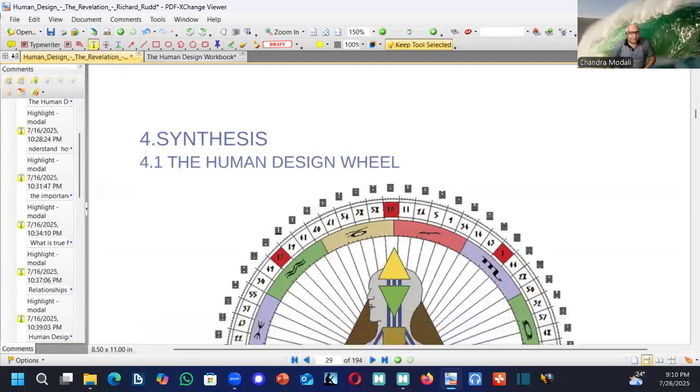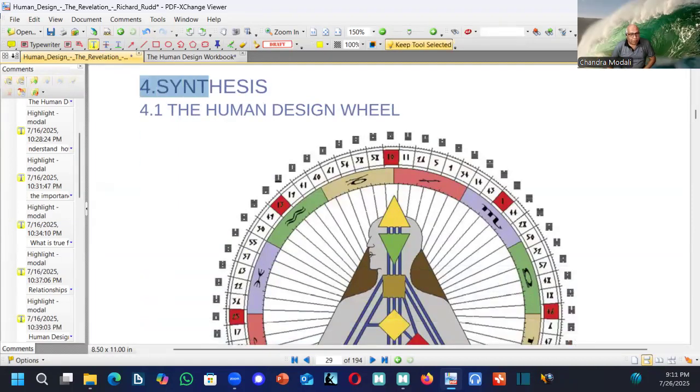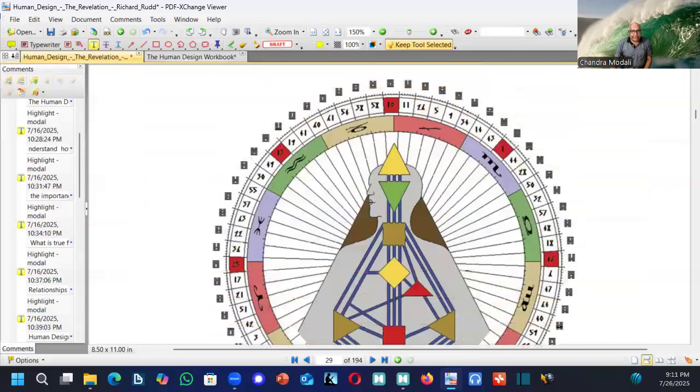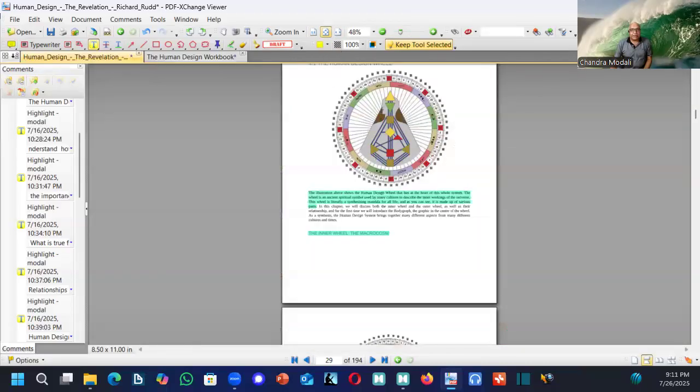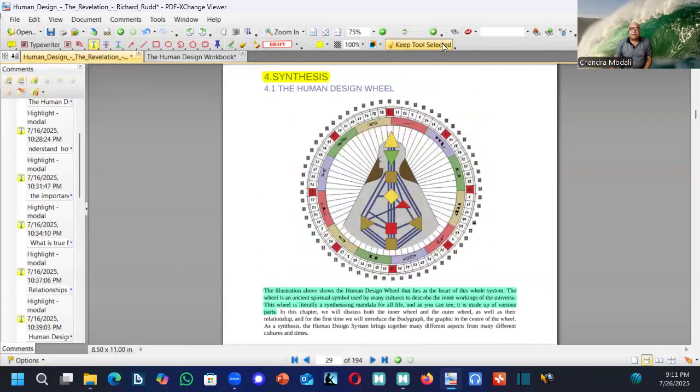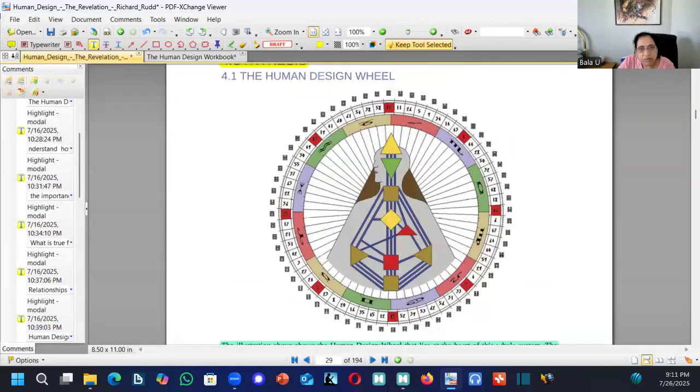Now he is going to take us through the components. See, the entire human body, the human design system, is actually a synthesis of all these components. And he uses the inner circle and the outer circle to explain. So let's go through this. First, take cognizance of this circle. Make it slightly larger. Yeah, this should be good.